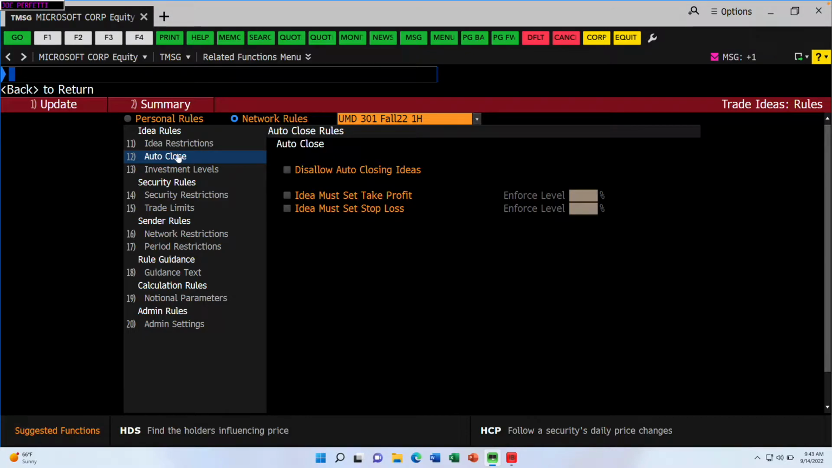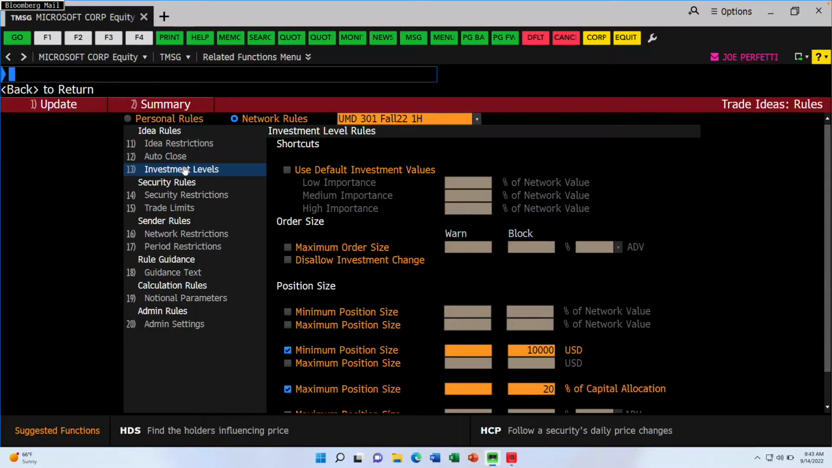Selling a stock in Bloomberg is called closing a position. Okay? It's just their language. So you close out the trade to sell the stock, right? I have disabled auto closing, which means you can't set a limit price that says if it hits this price, sell it, right? If you want to sell the stock, you have to go in, hit sell the stock, close it out yourself, okay?